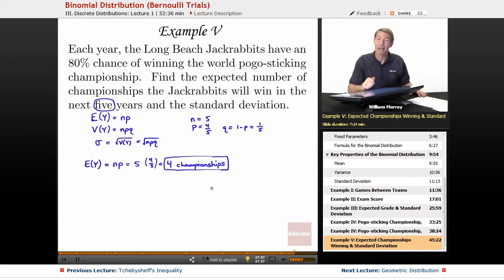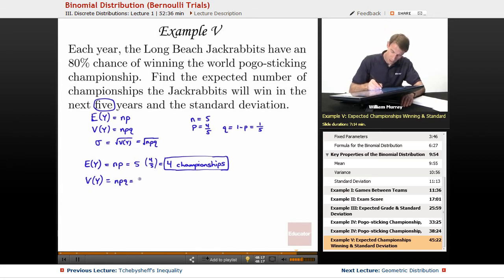So that's a very intuitive result, but it's good to have it backed up by the formulas because probability can sometimes be counterintuitive. Let's go ahead and find the variance. We're not being asked the variance in the problem, but it's a stepping stone to finding the standard deviation, so it's worth finding. npq is 5 times 4/5 times 1/5. Now the 5 and the 1/5 will cancel, so that's just 4/5. So that's the variance. That's not our full answer yet.